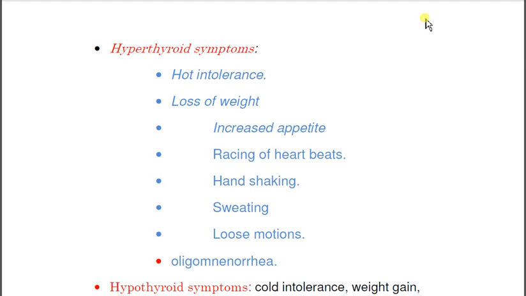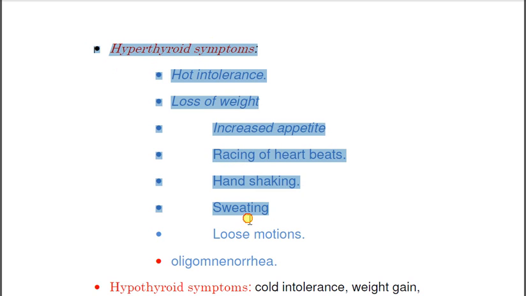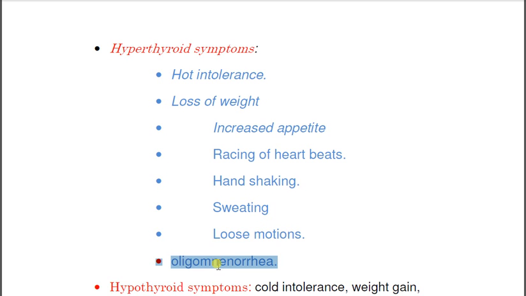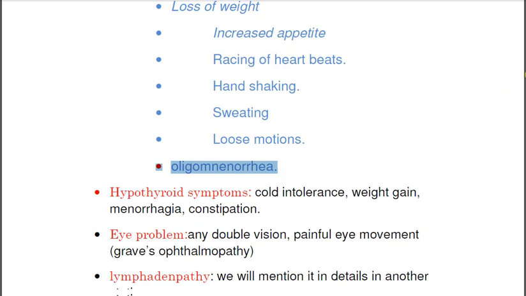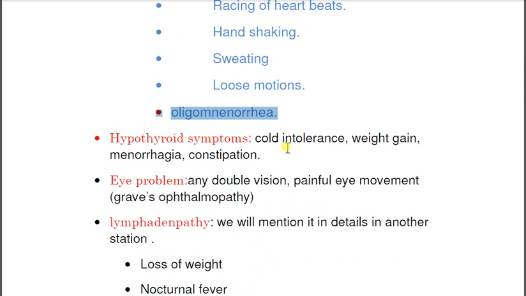So we have to ask about hyperthyroid symptoms in the form of any heat intolerance, any loss of weight, any increased appetite, any racing of heartbeats, any shaking of the hands, any sweating, any anxiety, any loose motions. What about the periods of a female patient? Hypothyroid symptoms: any cold intolerance, any weight gain, any bad mood, dry skin, constipation. What about the periods of a female patient?